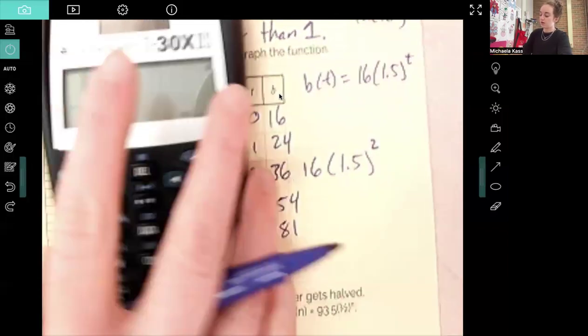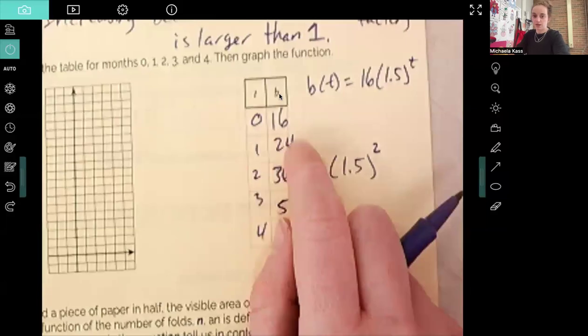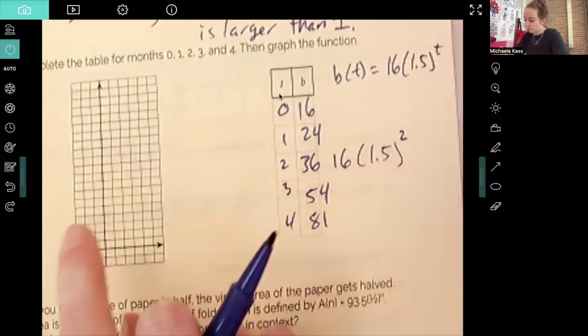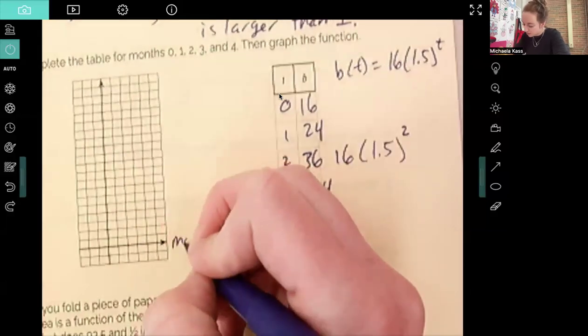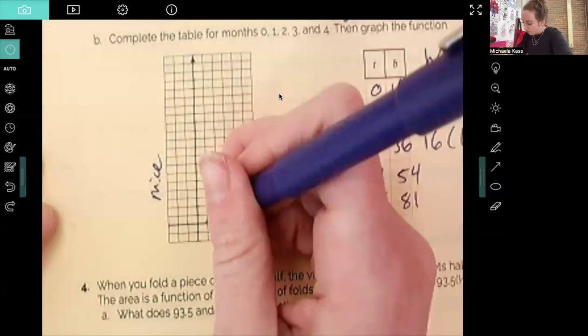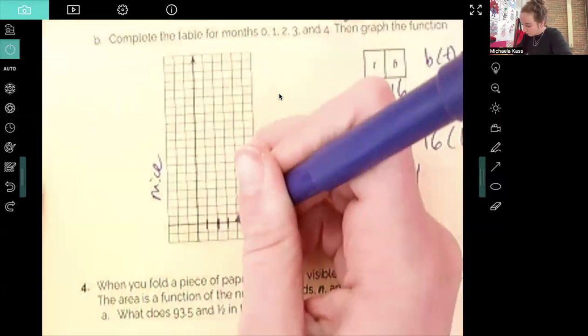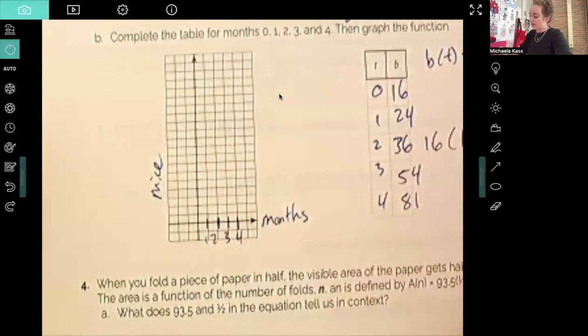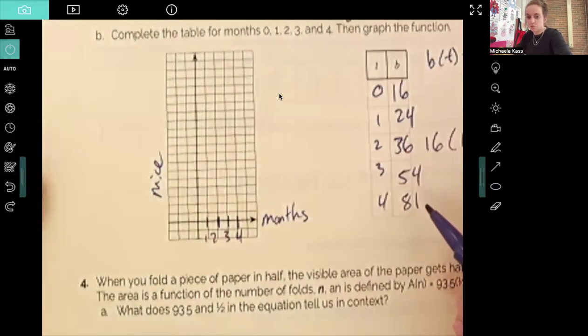All right. So now it looks like every month we are getting this amount of mice, right? So we have to go ahead and now graph this. So this is months, right? And this y-axis here represents the mice. So we have our 1 month, 2 month, 3 month, 4 month, right? This goes all the way up to 4. And it looks like we have to go all the way up to 81, right?